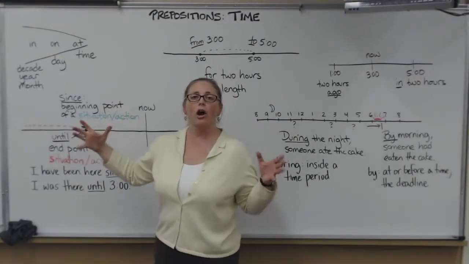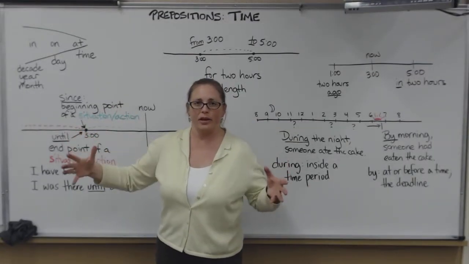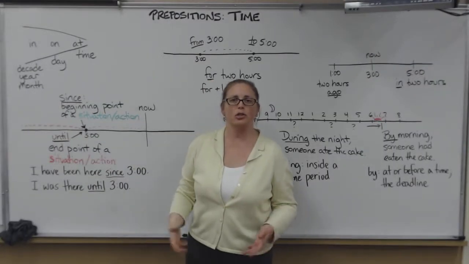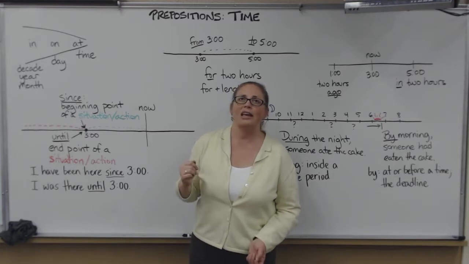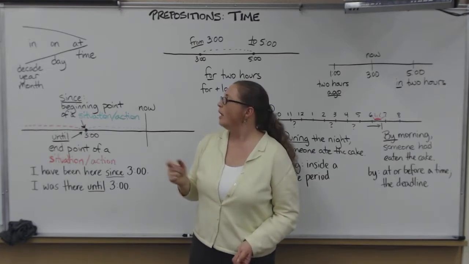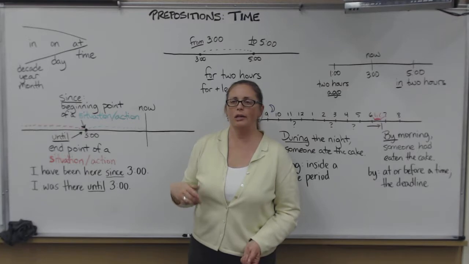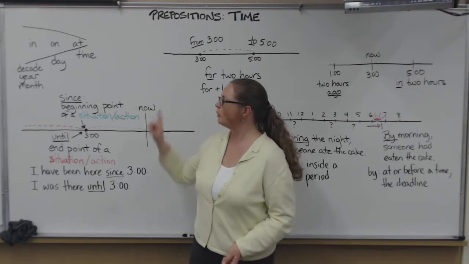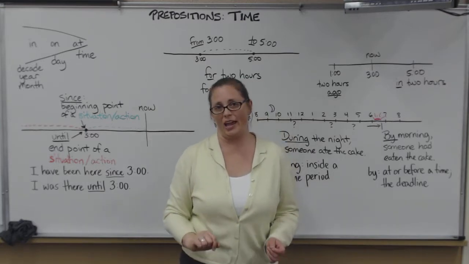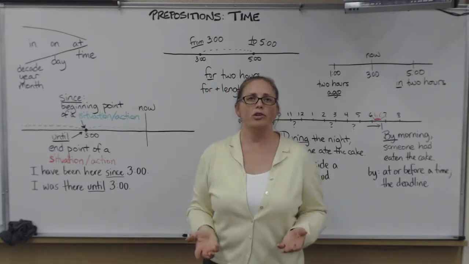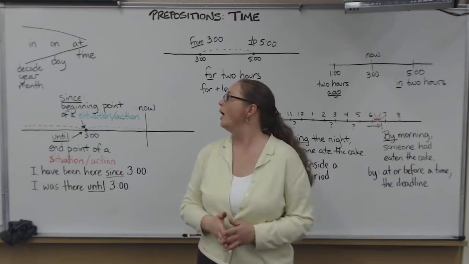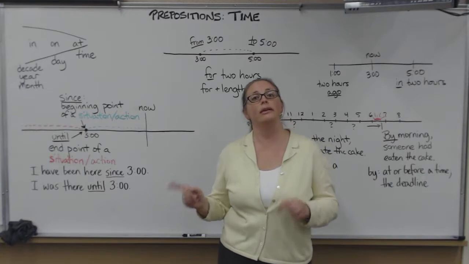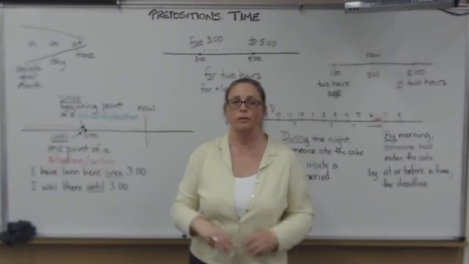If you think about the larger periods of time, you use in: in a century, in a decade, in the 1970s, in a year, in 2012, or in a month, in January. On for a specific day: on Monday, on July 2nd. And at for a time: at 3 o'clock, at midnight, at noon.